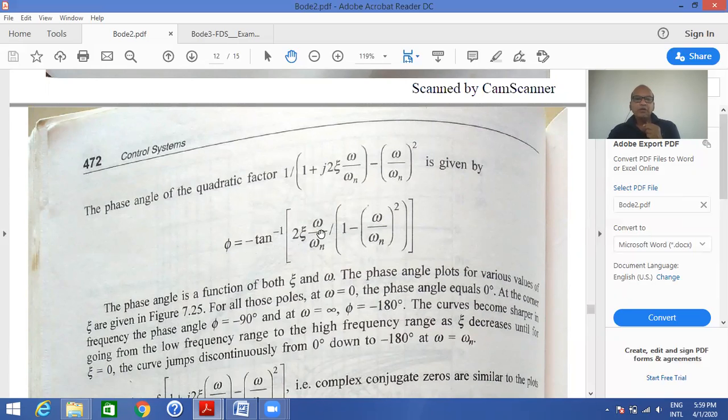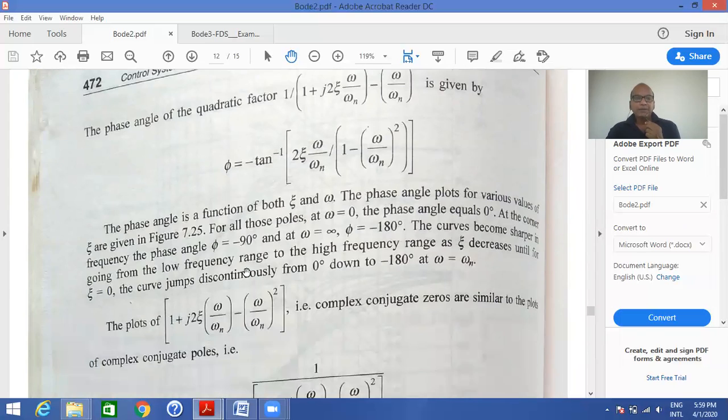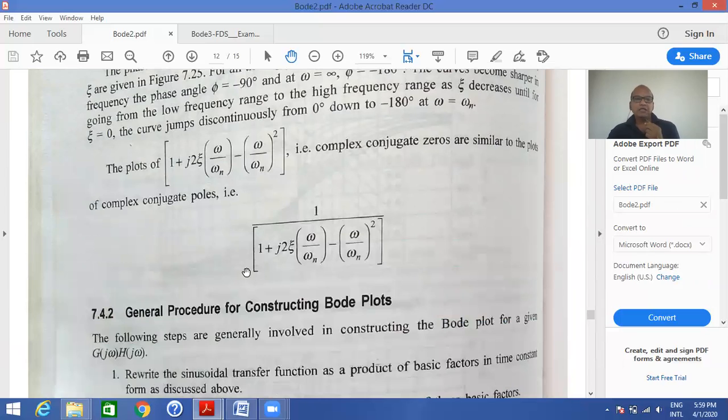Then put the value of omega equal to 0, 1, 2, 3 up to plus infinity, and then calculate its phase angle. Again, draw this phase angle in degrees against the frequency on a logarithmic scale.